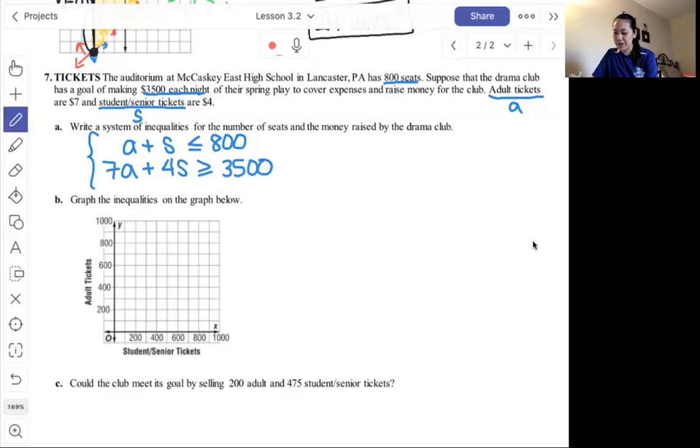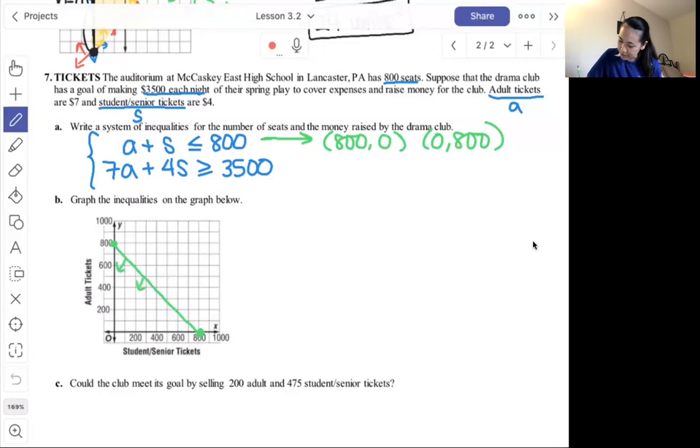Let's go ahead and part B, graph the inequalities. So using the intercepts, let me use green for this one. I would have 800, 0, or 0, 800 for the intercepts of this first equation. So that would be my graph shading down. For this one, right, if the student ticket is 0, my adult ticket would be, oh, sorry, student is actually the X, A is the Y. Sorry, I kind of switched that around.